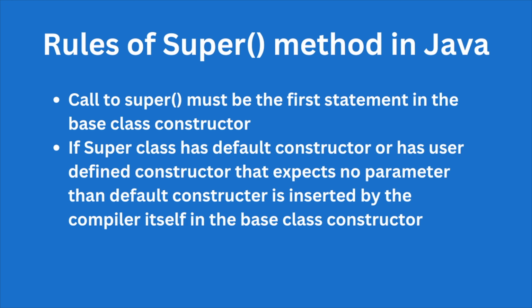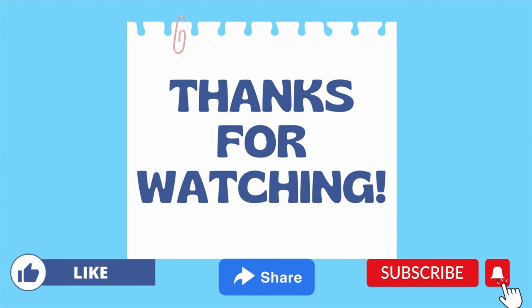The next rule is that if a superclass has a default constructor, that is, you're not specifying any constructor, or has a user defined constructor that expects no parameter, then the default super call is inserted by the compiler itself in the subclass constructor. And as you have seen in our program, when we commented out the constructor in class A, the program ran successfully.